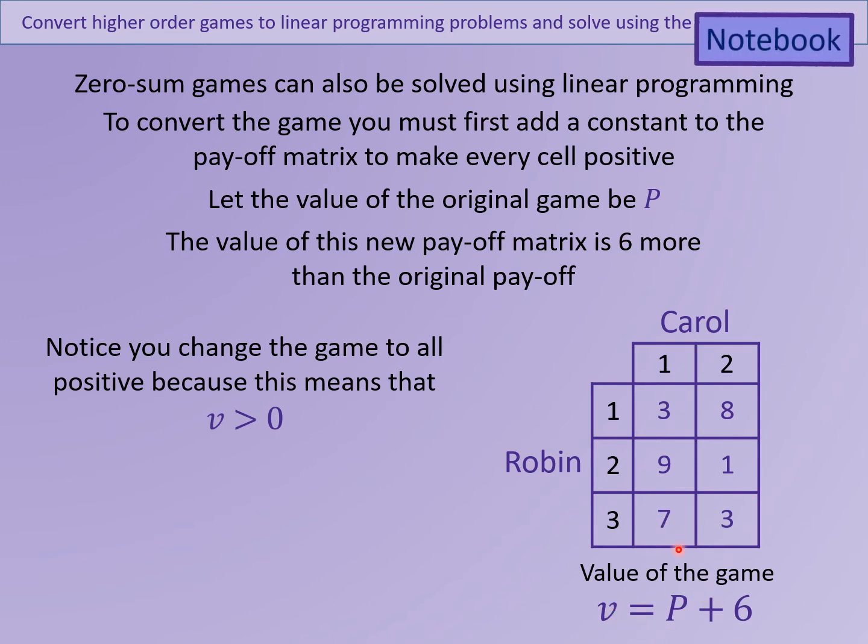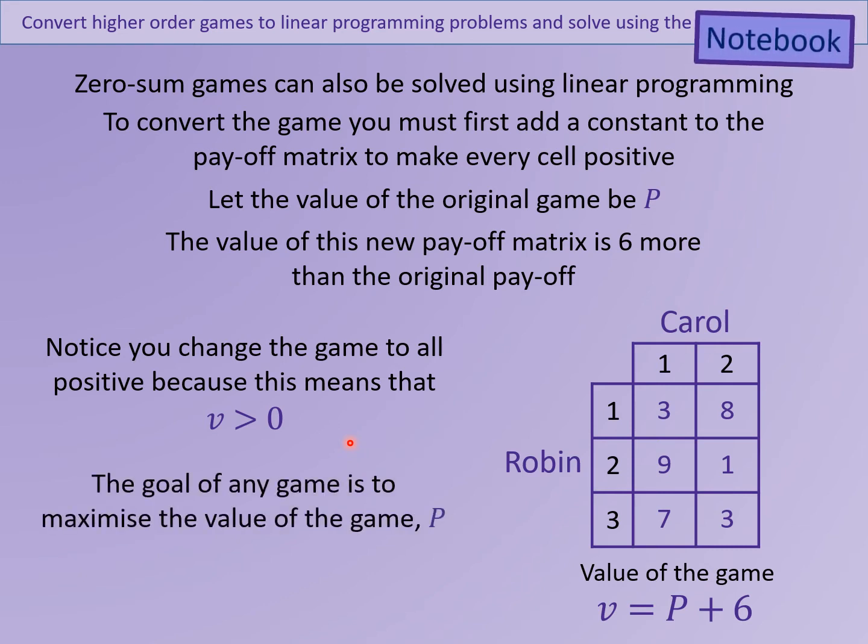So the reason why we make it all positive is because we know now that the value of the game is definitely greater than 0. One of our variables is definitely greater than 0. Now the reason why this is important, you will remember that if we're solving linear programming problems using the Simplex Tableau, all the variables must be greater than 0 to be able to use the Simplex Tableau. Our goal is to maximize the P value, right?